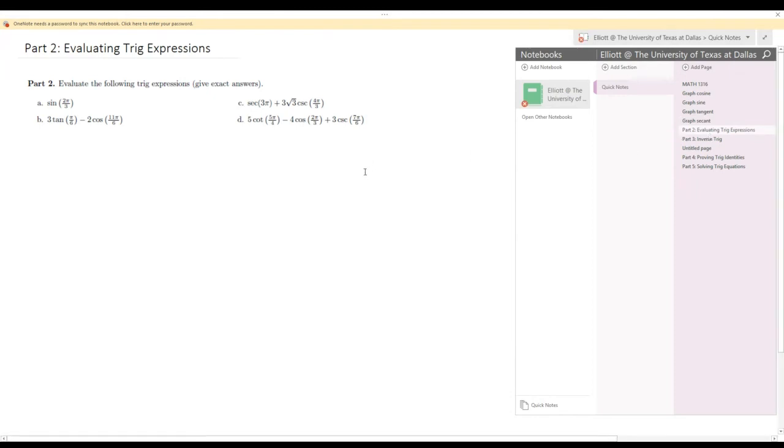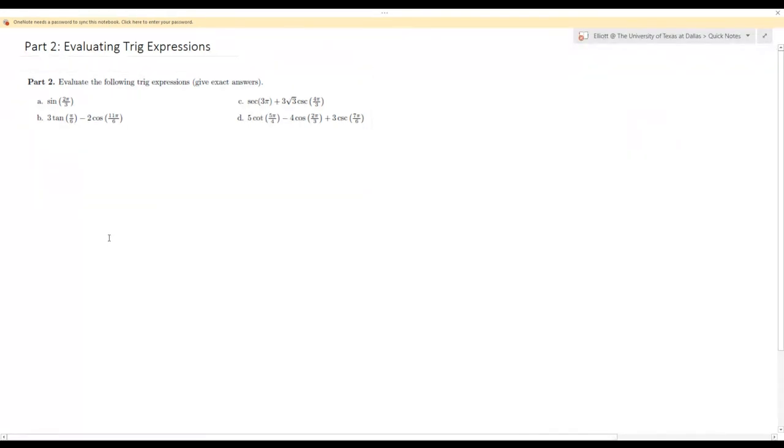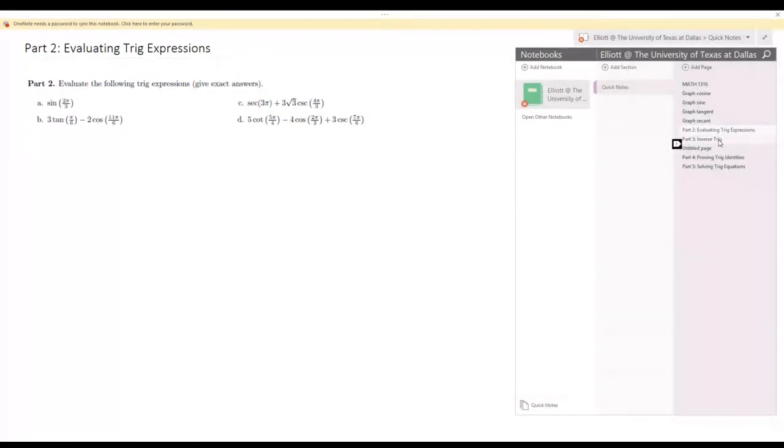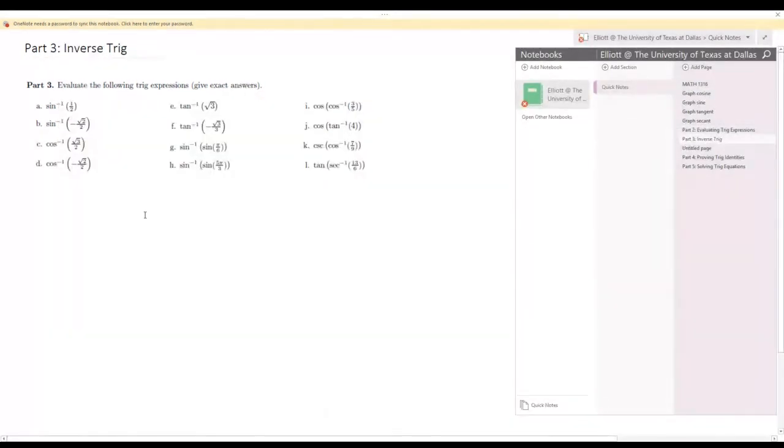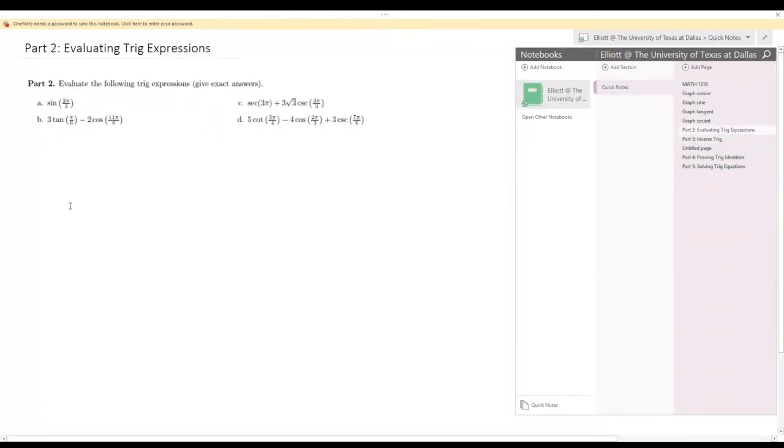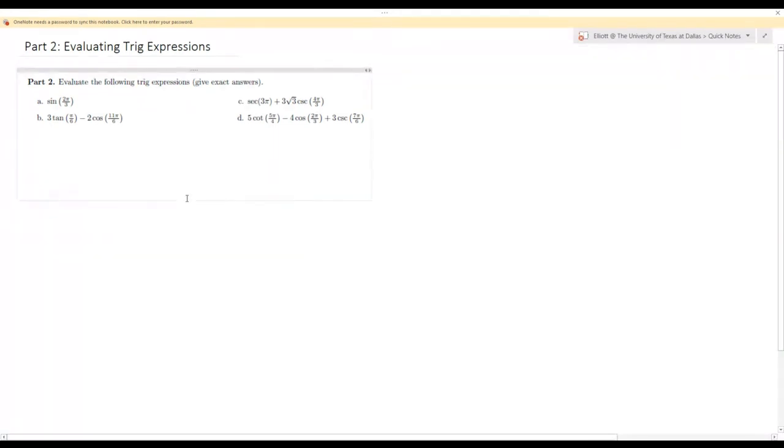Okay, so I have a couple parts which involve evaluating some trig expressions. So here I've got some expressions involving the usual trig functions. So we want to evaluate some of them. So I'll do a few of these problems here. And then I also have something similar, but involving the inverse trig functions as well, okay? So let's look at this second part here, and let's maybe do 1 or 2 of these questions, okay?